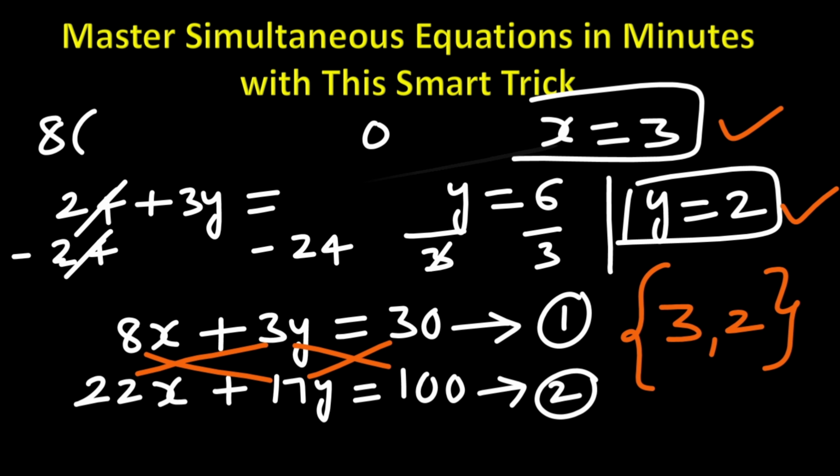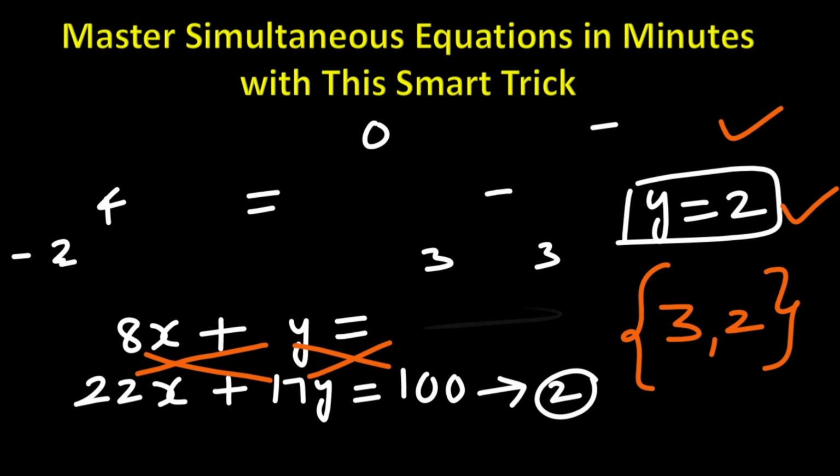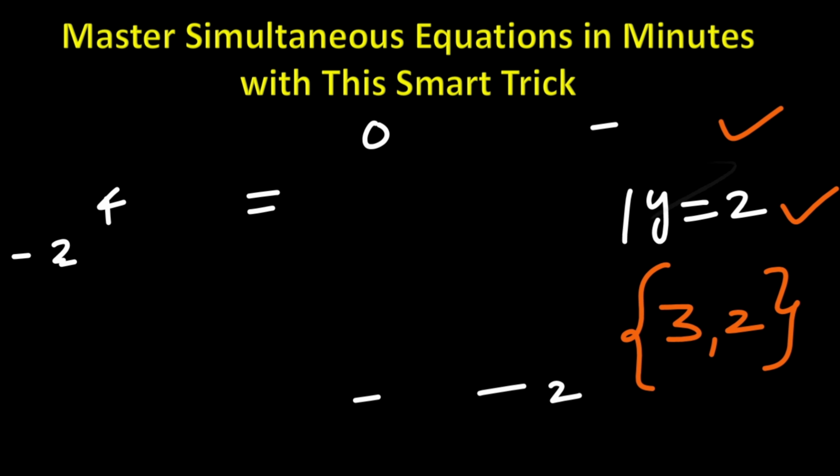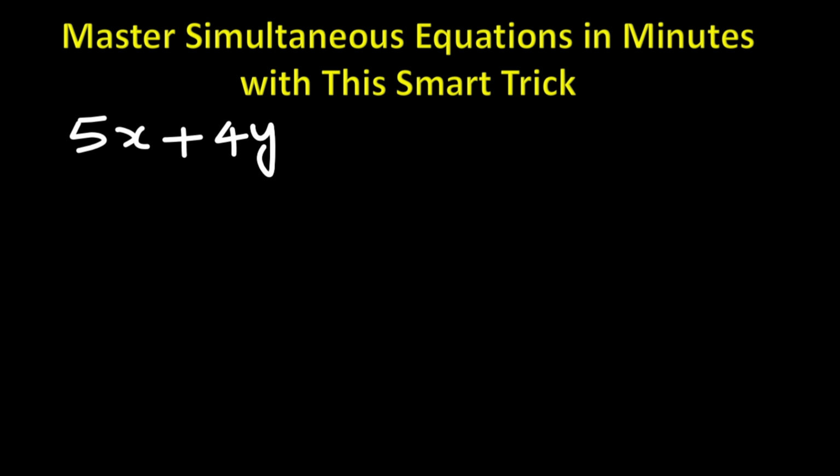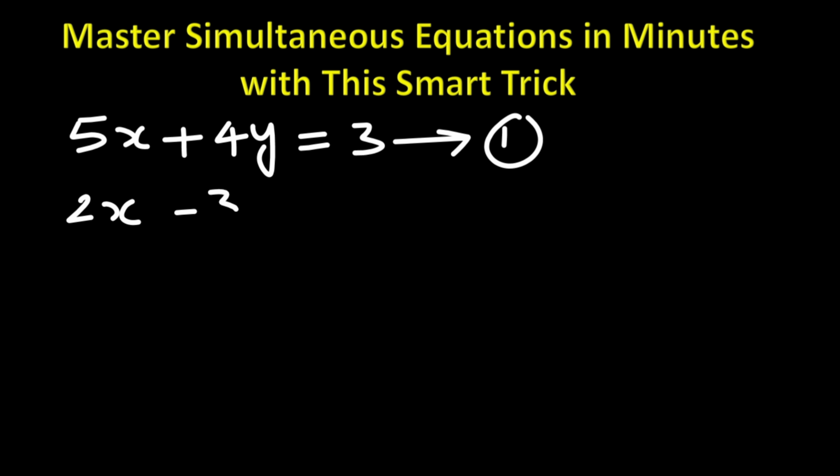Alright. Now let's do the next question. Let's find again the values of x and y and let's see if that satisfies the given equation. So say the next question is 5x plus 4y equals, let's say that is 3. Let this be equation number 1. And then we take 2x minus 3y equals, say it is negative 8. Let this be equation number 2.